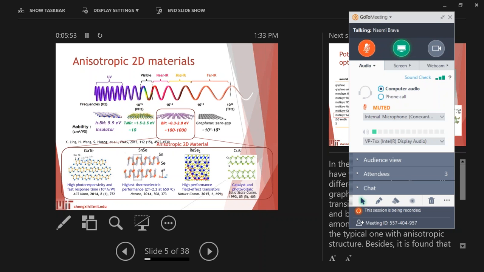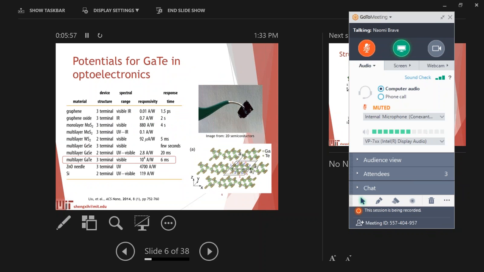So today, I will first focus on this gallium telluride. And why are we interested in this gallium telluride material? One of the important reasons is gallium telluride has recently been reported to have a very high photoresponsivity if it's made to be a photodetector in the visible range. You can see this responsivity of gallium telluride is as high as 10 to the power of 4, which is much larger than most of the other 2D materials, and also some other nanostructures.